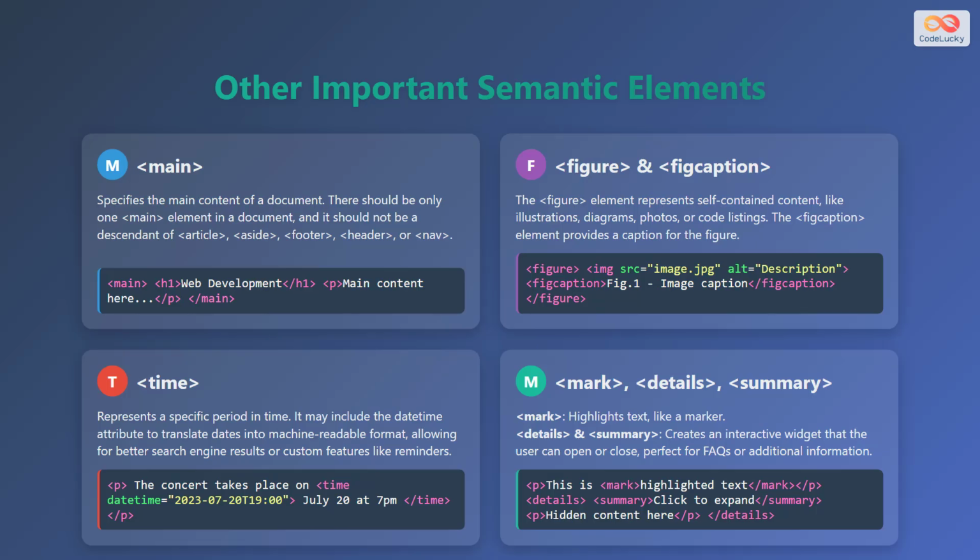Next, we have the figure and figcaption elements. The figure element represents self-contained content like illustrations, diagrams, photos, or code listings. The figcaption element provides a caption for the figure. Finally, we have the time element, which represents a specific period in time. It may include the datetime attribute to translate dates into machine-readable format, allowing for better search engine results or custom features like reminders.